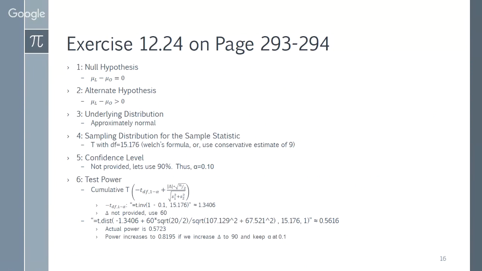So if I have that, my 60 is my difference worth detecting, and my type 1 error rate of 10%. It turns out the test power is just about 56 or 57%. That's pretty low. So how can I increase that? Well, the test power will go up to about 82% if I increase my difference worth detecting to an hour and a half or 90 minutes. So let's run with that. So I'm trying to conduct a test to see if the lean people walk 90 minutes more per day on average than the obese group.